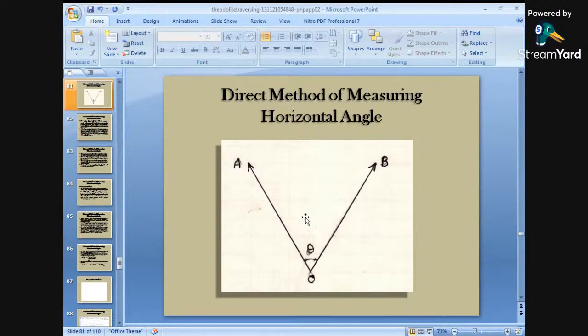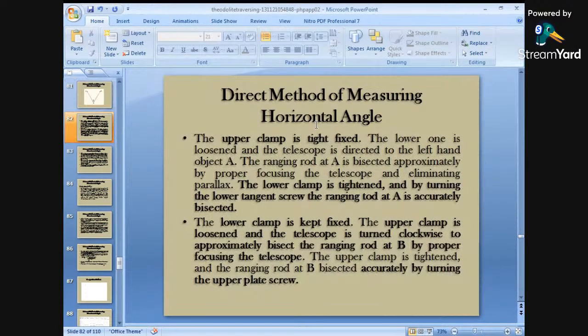Now this observation has been done in the first step by keeping the vertical circle on the left hand side, with the face left position, and then you will have to perform the same operation by keeping the vertical circle on the right hand side. That will be called your face right position. So by taking the average value of the face left observation as well as the face right observation, you will get the exact angle AOB. This is how your horizontal angle is measured.